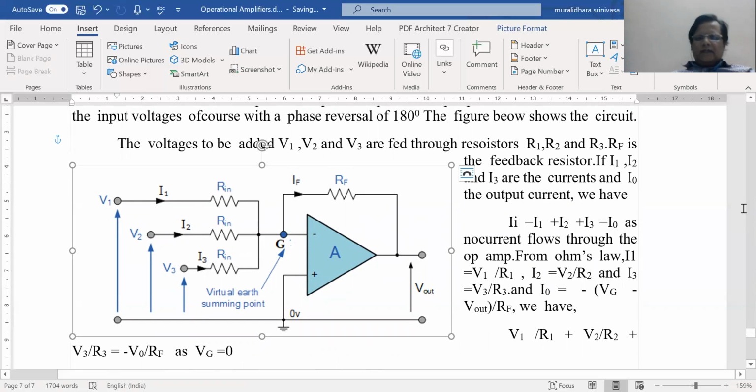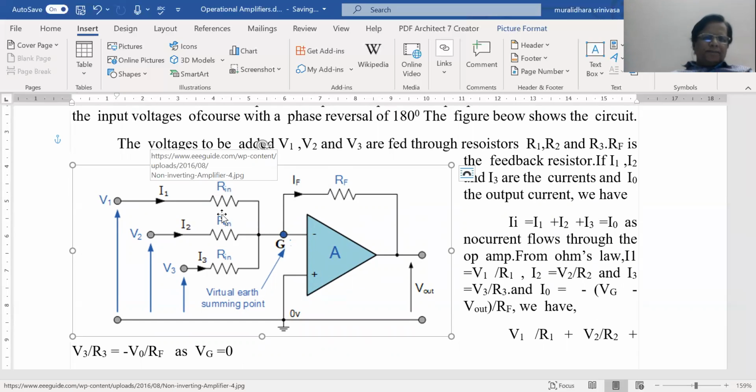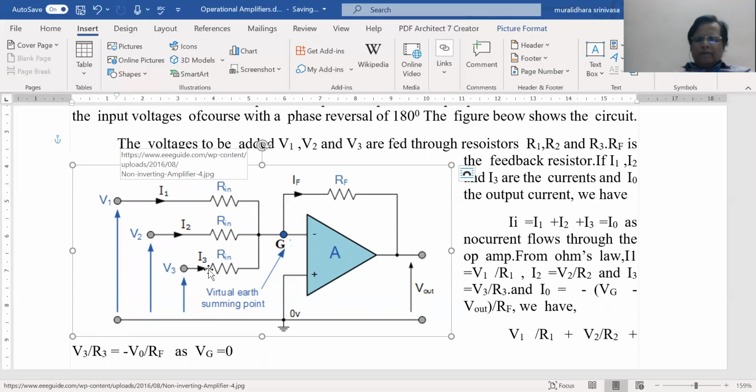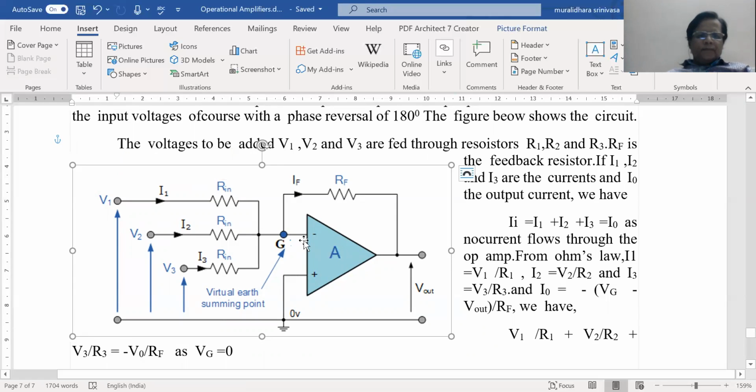So now what is it that is happening? There are 3 currents coming in to the input point G. What are those currents? I1, which is V1 by R1, I2, which is V2 by R2, and I3, which is V3 by R3. Now what happens? All these 3 currents are coming into the point G. The op amp does not assume any current, does not take any current, because gain is infinity.